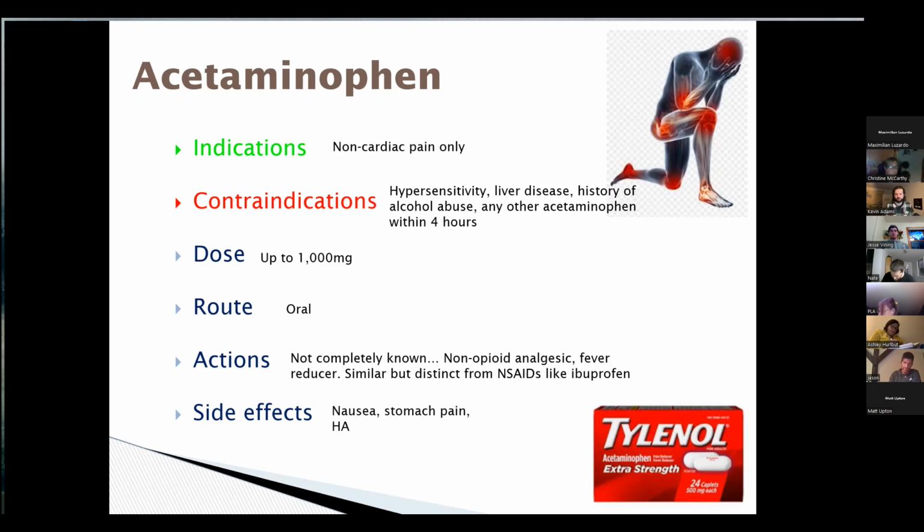Side effects are very similar to aspirin. These medications are really tough on the GI system. So nausea, stomach pain, and potentially a headache, maybe some cramping too.